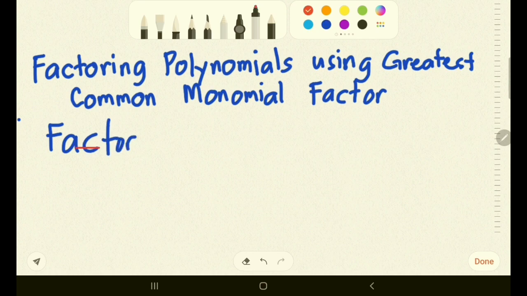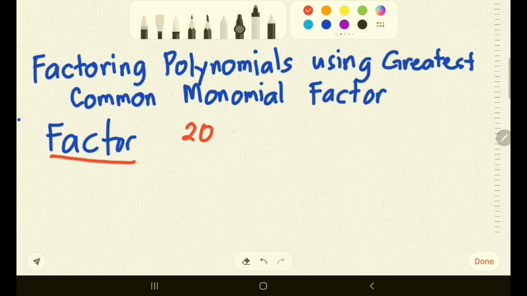What do you mean by factor? When you say factor, that is a number or algebraic expression that divides another number or expression evenly, that is, with no remainder. Say, for example, 20. We're going to search for a number or numbers that divide 20 evenly with no remainder.